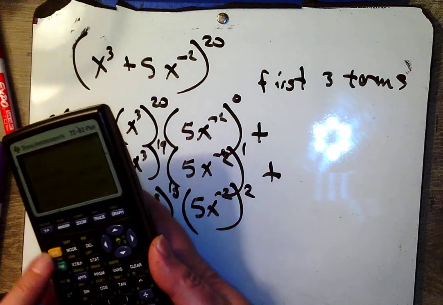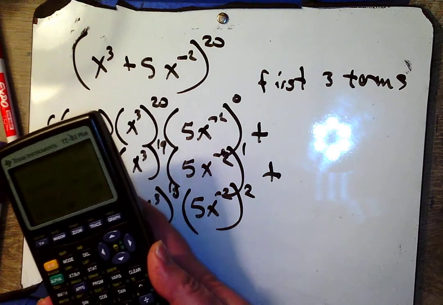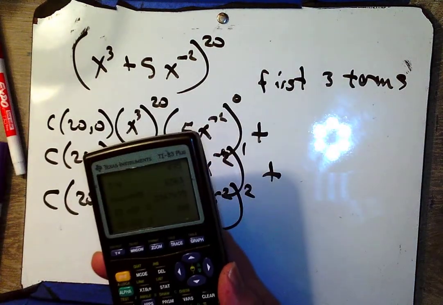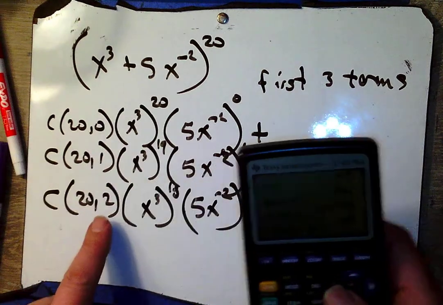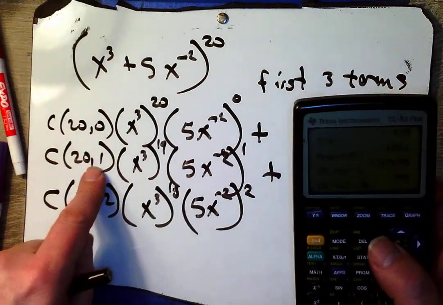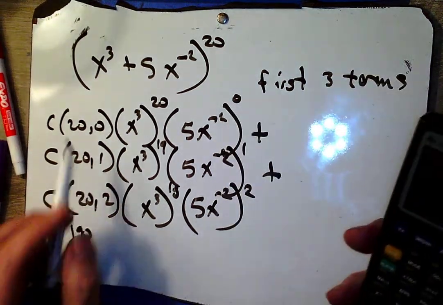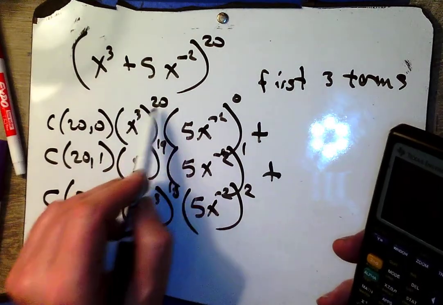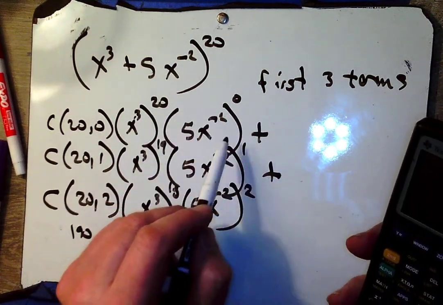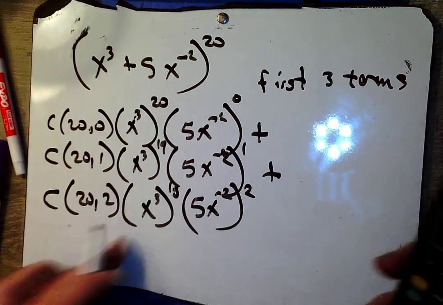20, math, probability, choose. Let's do that. Yes. I've got 20 choose 2, it's 190. Excuse me. The first is going to be 1 there. All right. So when I raise a power to the power, I multiply. And stuff to the 0 power is 1. So I have 1 times 1 times x to the 60.